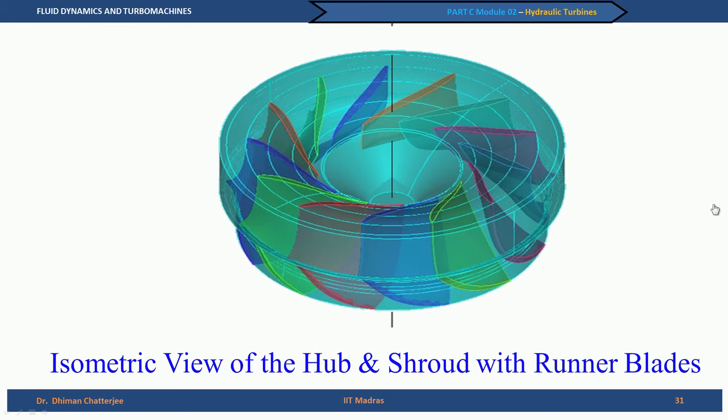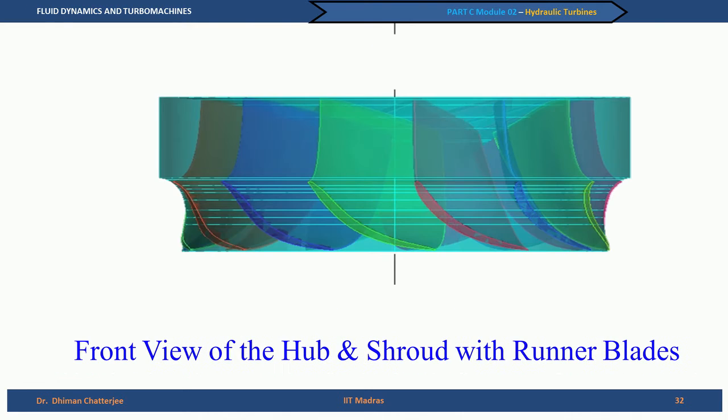So, this is the isometric view of the hub and shroud with the runner blades. I am taking you through different components as we go. If we imagine that we are taking out the turbine, then we can also show it in the front view, but this view is not so meaningful.